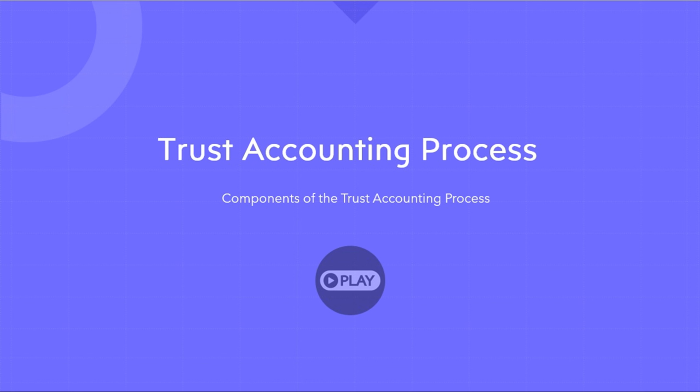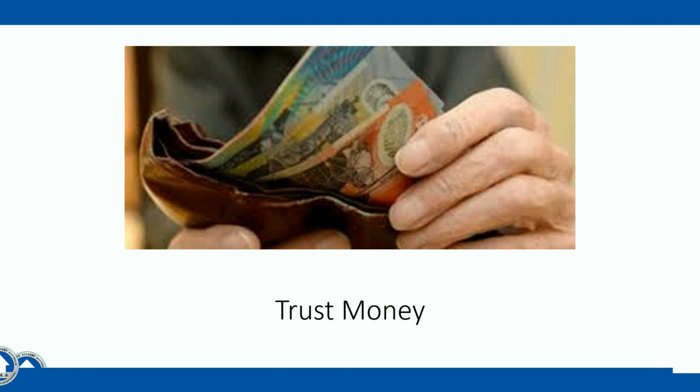This video tutorial will cover the topic of trust accounting process, specifically the components involved. Trust money does not belong to the agent. It belongs to one of the parties involved in the transaction facilitated by the agent. The agent is entrusted to hold those funds for a period of time until the transaction is completed.